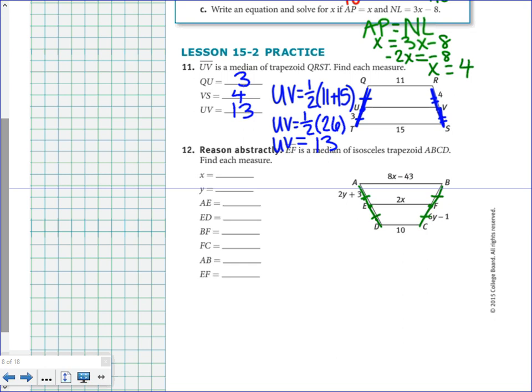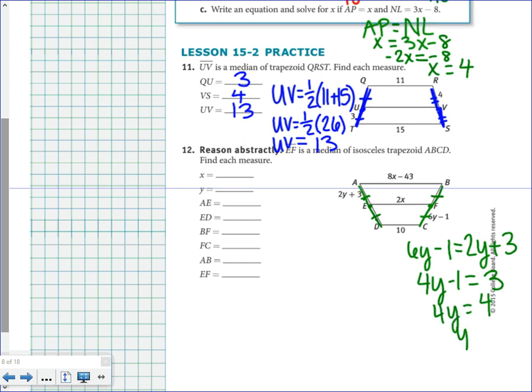So we can set up an equation and say 6y minus 1 equals 2y plus 3. So subtract 2y and you get 4y minus 1 equals 3. So 4y equals 4, which means y equals 1. And then if you want to go ahead and plug y in, that means 2 times 1 plus 3, AE would be 5, which means ED would be 5, which means BF would be 5, which means FC would be 5. And if you plug in 1 for your y, you do get 5.